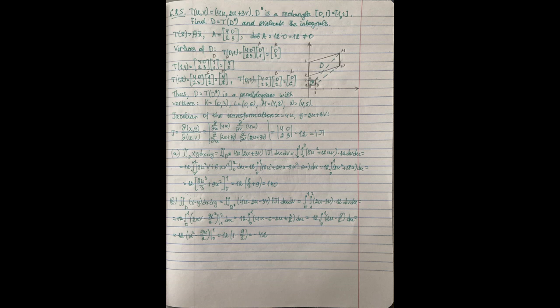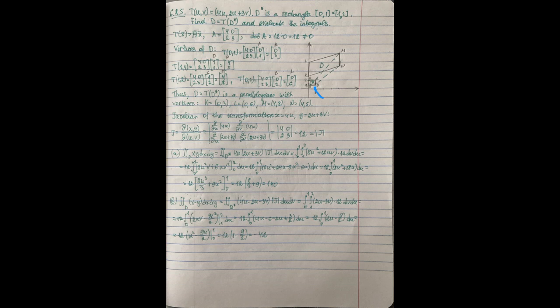Okay, so I want to present question 6.2.5. It says that linear map T of U, V is equal to 4U comma 2U plus 3V. This star is a rectangle with the vertices 0, 0, 1, 1, 2, which is depicted in the picture over here. Yes, this is 6.2.5. All right. So basically, we have the rectangle, the square, this star, and we need to find an image of it, what it transforms to, and evaluate the given integrals.